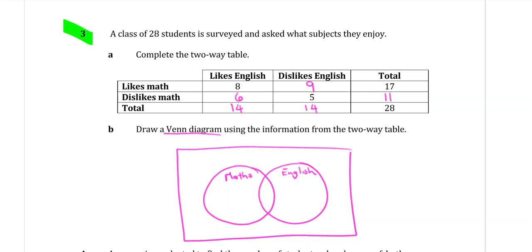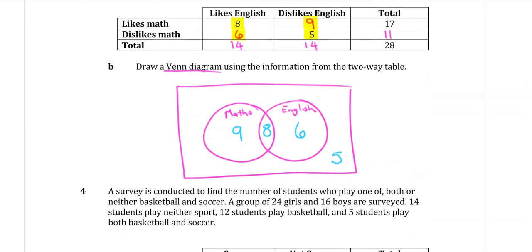The four numbers that need to go into that Venn diagram are the first four numbers in the table. So the 8 is people who like English and like math. That is the overlapping section of your Venn diagram, so the 8 goes in the center there. The 6 is people who like English, but don't like math. So we don't want them in the math circle, we want them over here in the English circle because they like English. So let's put 6 over there. The 9 is people who like math but dislike English, so that will go over here. And the 5 are people that don't like math or English. They go outside the two circles in the bottom corner of the rectangle.